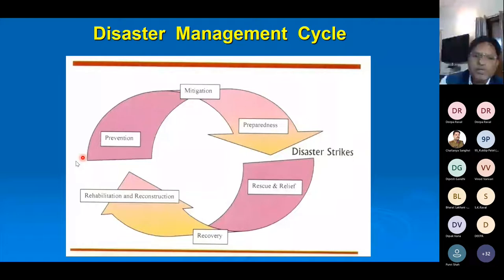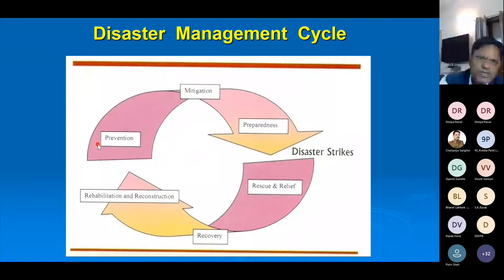Rehabilitation and reconstruction take place after the disaster has taken place, to find out what are the suitable sites, what are the best sites for this rehabilitation and reconstruction. It should be away from the fault, it should be away from the flood zone. So all that one can analyze very easily in GIS.